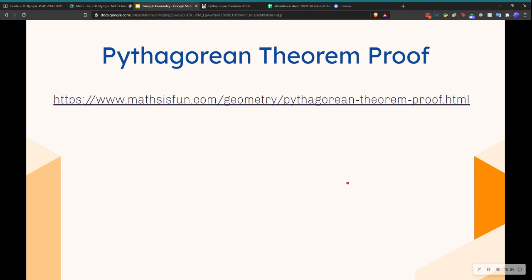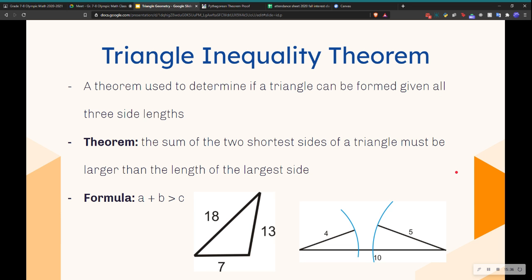So if there's no questions, I'm going to go to the next slide. So we're going to learn a new theorem. Some of you might know this, but it's called the triangle inequality theorem. This theorem is used to determine if you can construct a triangle if you're given three side lengths. So this theorem states that the sum of the two shortest sides of the triangle must be larger than the length of the largest side.